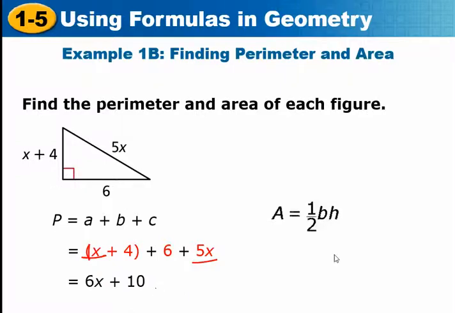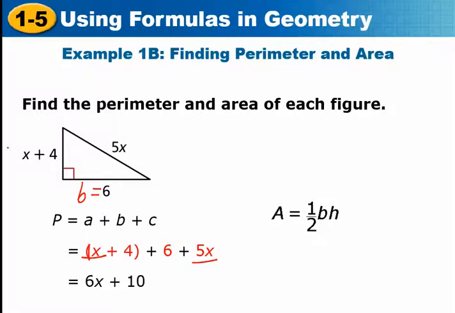For area, we're going to take 1/2 base times height. The base, we could pick any side to be the base. We could pick the 6, which I probably would. We could pick the x plus 4 as the base, because then 6 could be the height. If I did 5x as the base, I would have to find the height as being right angles to that, and I don't know that. So I wouldn't pick 5x to be the base, but you could do either of the other ones.